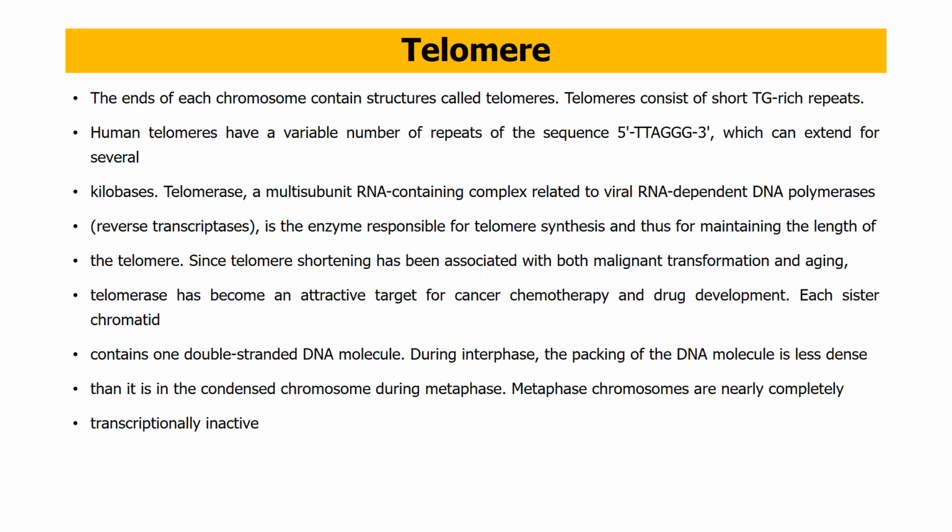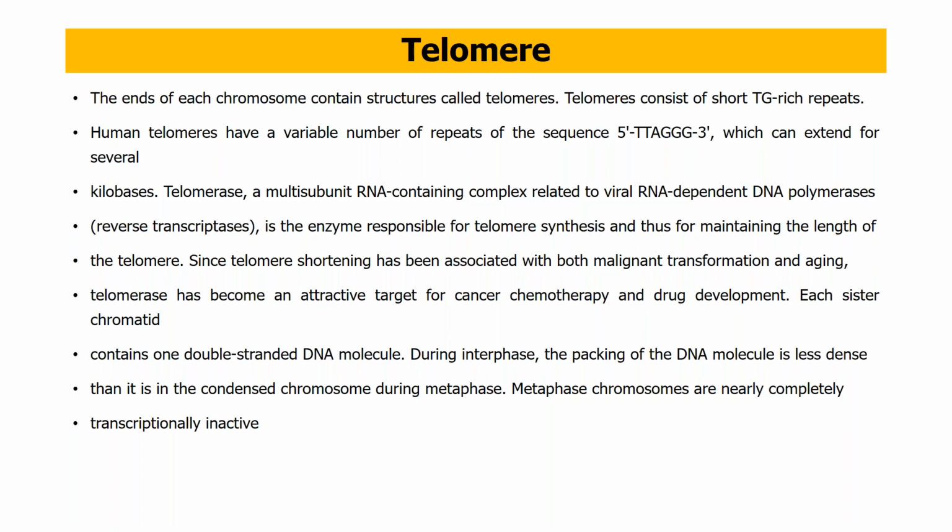So first I have told you about telomeres. Again I will repeat, telomeres are the structures of DNA sequences which are present at the ends of the chromosomes, which help in maintaining the length of the chromosomes. Otherwise, with every replication, the size of the chromosome reduces. So they are there to stabilize the whole chromosome molecule.